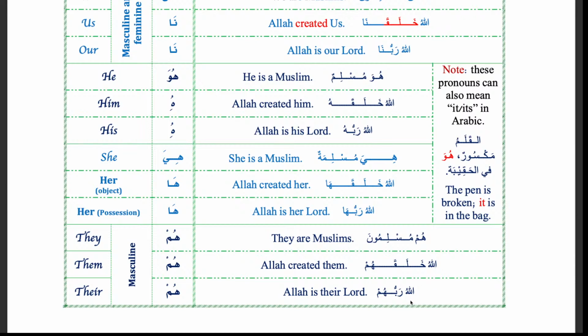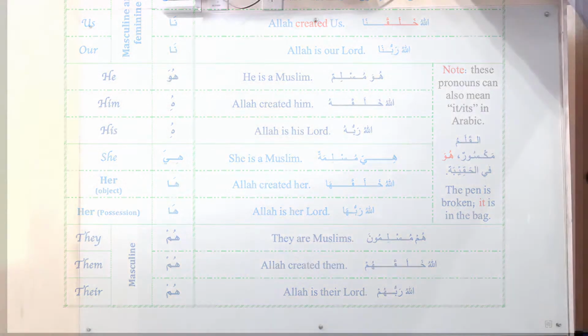Allah is their Lord, referring to a group of women. You're going to say Allahu rabbu hunna. And hunna appears in many places in the Quran. Hunna libasun lakum wa antum libasun lahun. You have four different pronouns used there.